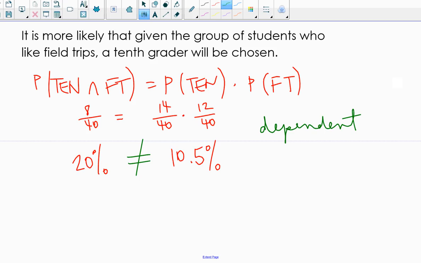Okay. So, if you're going to write something for that, again, let's type it.